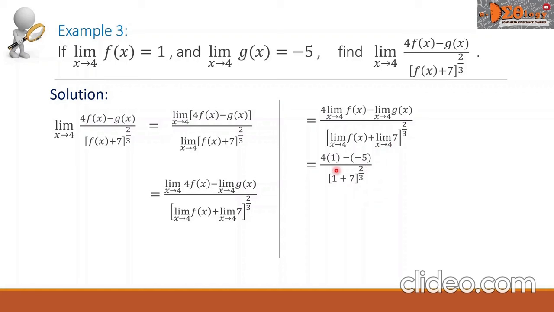Simplifying the numerator, 4 times 1 is 4, negative and negative becomes positive, and we write the 5. All over, 1 plus 7 is 8, that is raised to power 2 over 3. In the numerator, 4 plus 5 is 9, over, in the denominator, this 8 we can write as 2 cubed. Now let us simplify this expression. This power 3 multiplied by 2 over 3, we can cancel the 3 and the denominator 3 here. So that means this is now 2 raised to power 2. Then we simplify that as 4. So final answer is 9 over 4.